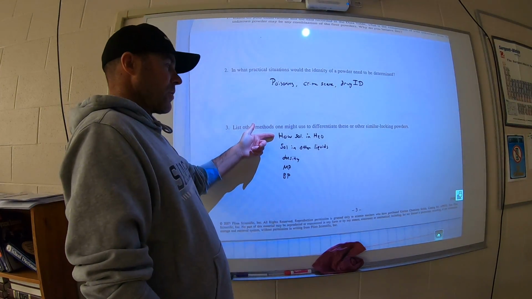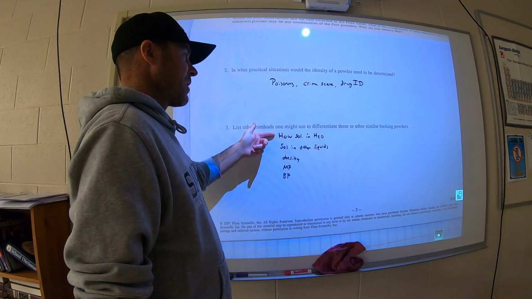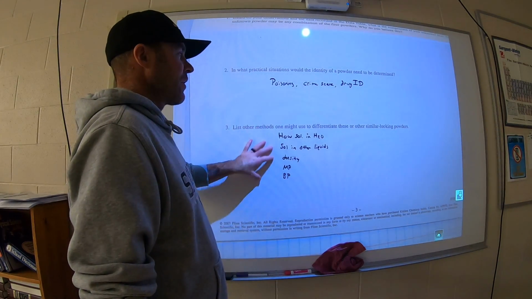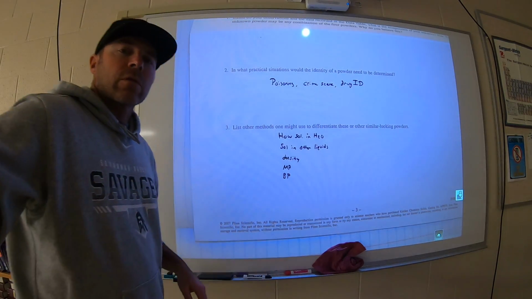We could also expand on how soluble it is in water by, we could change the temperature and see how soluble it is at different temperatures. So there's a lot of different things that we could use to differentiate those 4 powders.